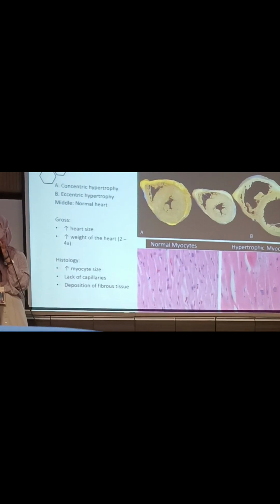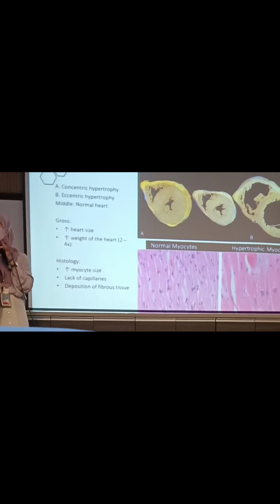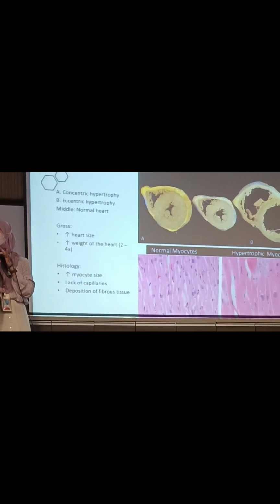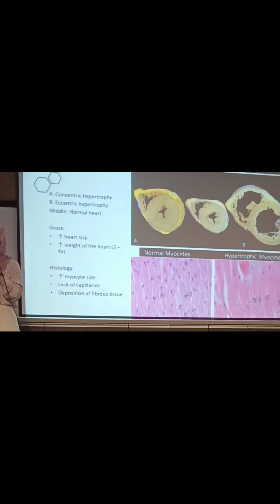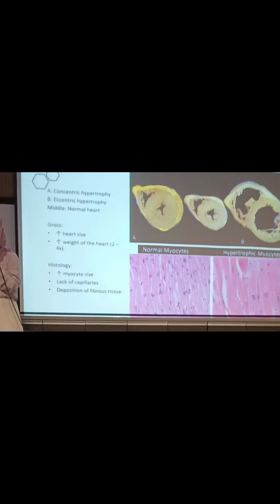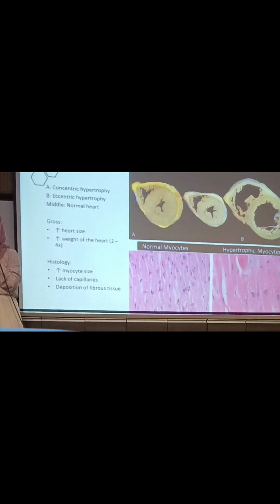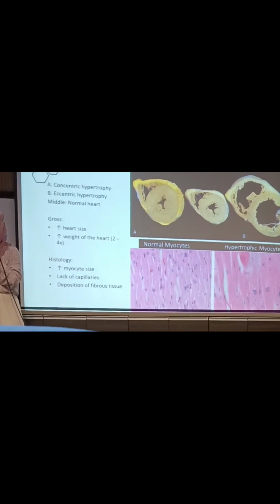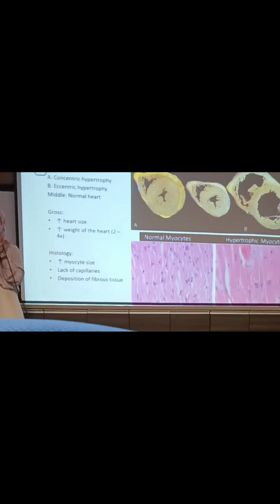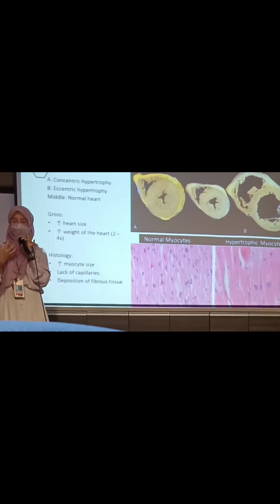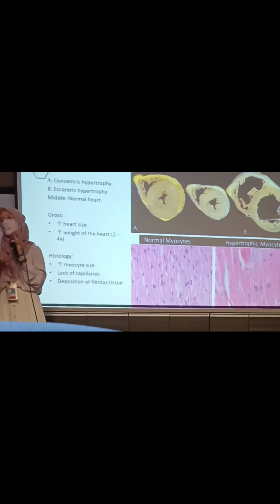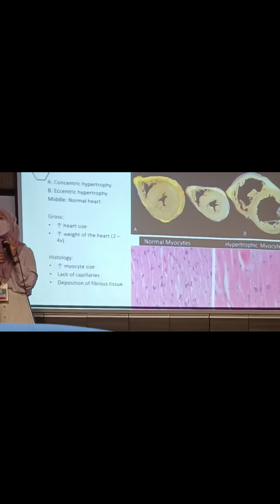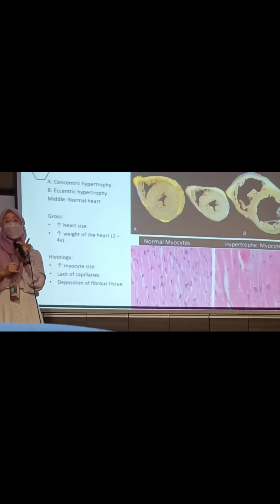Okay. So A is concentric hypertrophy. B is eccentric hypertrophy, and in the middle is a normal heart. Okay. So this one is in this. You can see that the heart size is increased. Bila you measure pun, the weight of the heart akan increase. Okay, weight akan jadi 2 or 4 times more than normal.